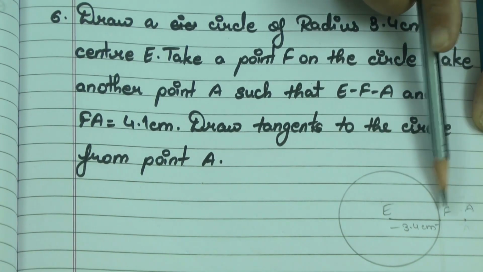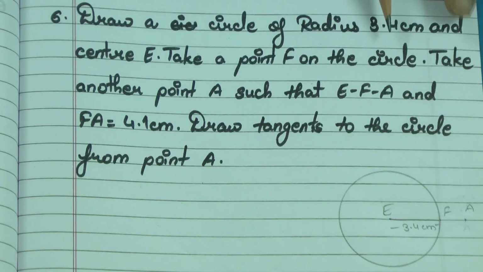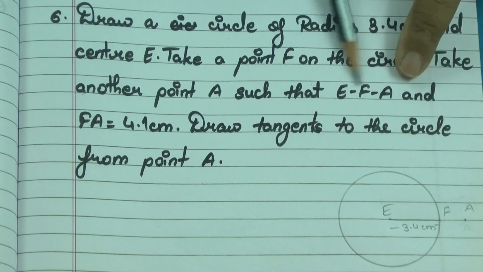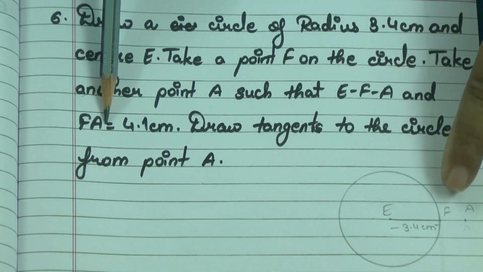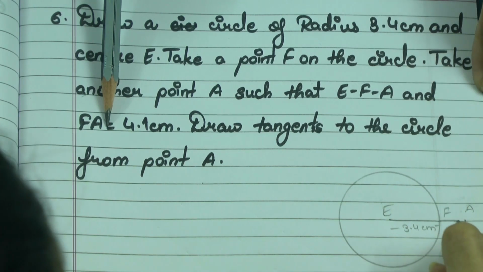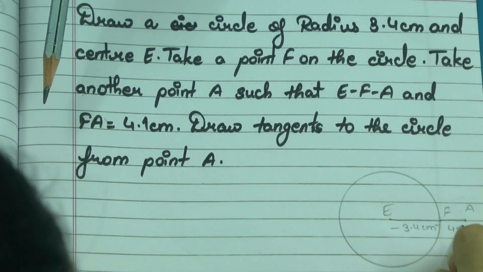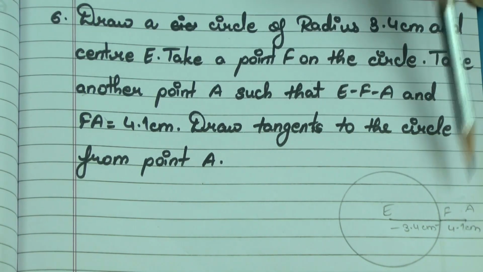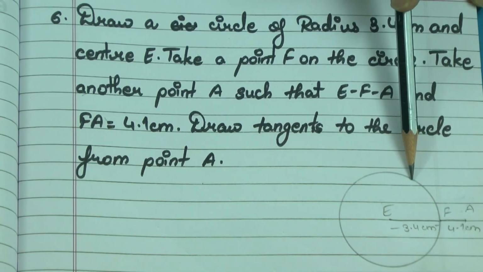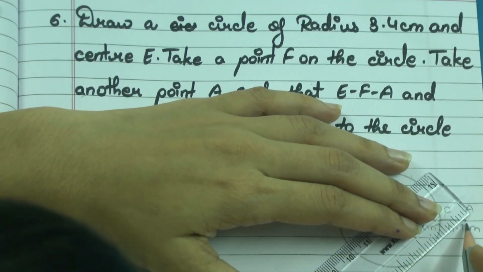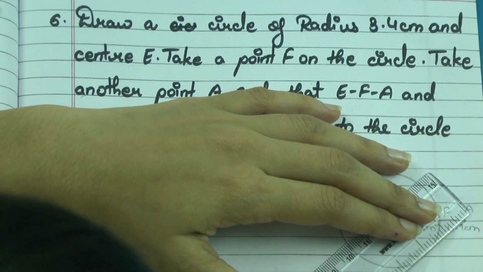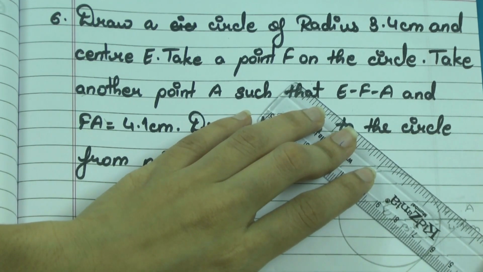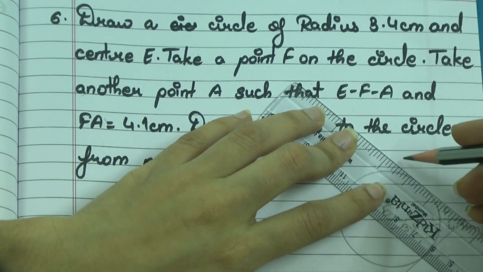Now at what distance do we have to take point A? It is mentioned, take another point A such that they are in one line, EFA. Now FA should be 4.1. So the distance between F and A should be 4.1 centimeter. Now we have to draw a tangent to the circle from the point A. Children, the same method we have to follow, only how far the point is from the center matters.